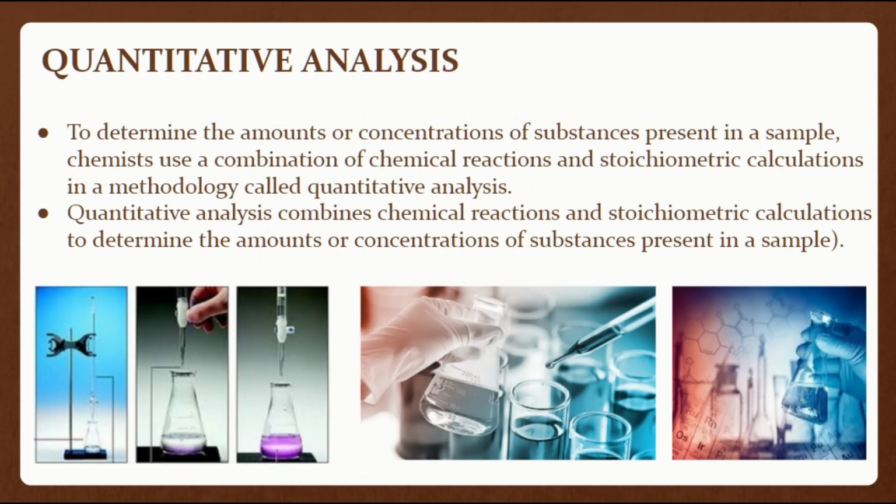Quantitative analysis. To determine the amounts or concentration of substances present in a sample, chemists use a combination of chemical reactions and stoichiometric calculations in a methodology called quantitative analysis. Quantitative analysis combines chemical reaction and stoichiometric calculations to determine the amount of concentration of substances present in a sample.